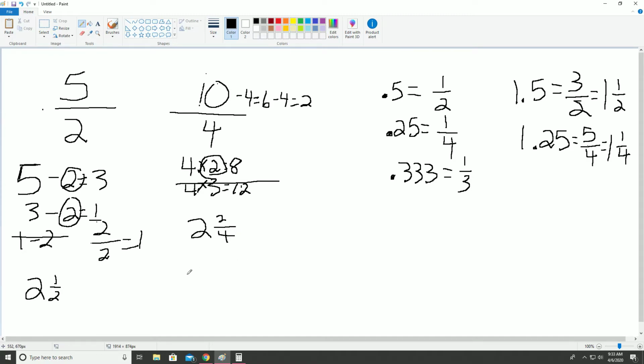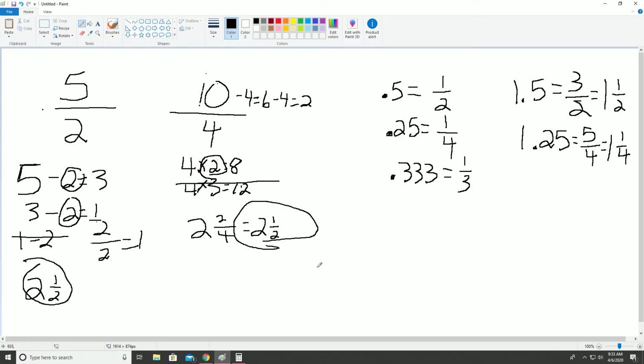Now this one, I can simplify it a little bit more because 2 and 4 both have the 2 in common. So this and this are the same thing. 2 and 2/4 is the same as 2 and 1/2. I'm just reducing this down. This is correct. This is more correct. Okay, that's how you can turn a fraction into a mixed number. So notice I got 2.5 on each one of those.